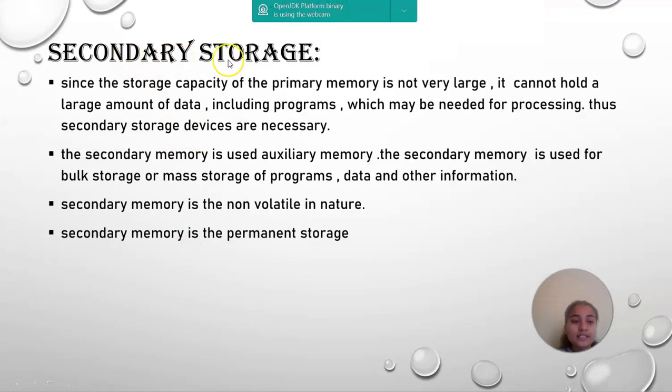Next, secondary memory, secondary storage. Since the capacity of primary memory is not very large, it cannot hold a large amount of data, including programs which may be needed for processing. The secondary storage devices are necessary. Secondary memory is also called auxiliary memory. Secondary memory is used for bulk storage or mass storage of programs, data and other information.